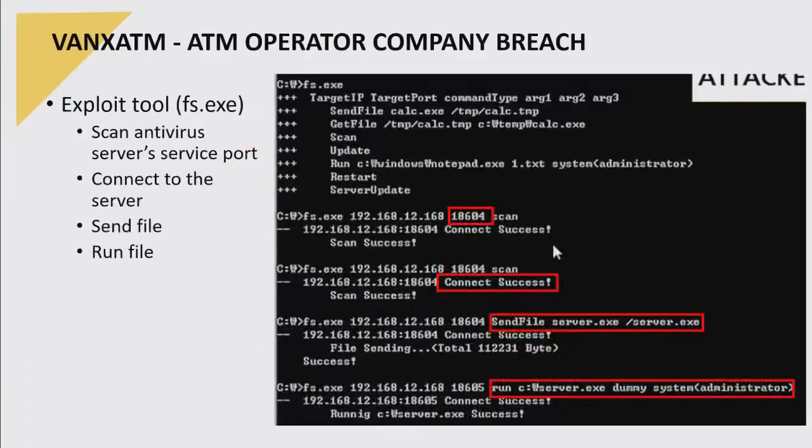This is the program we found on the C2 server that was used to exploit the antivirus software. The tool first will try to scan the open port of the software. And then when the connection success status is showing here, then you can start to send a file to the server and run the file on the server.